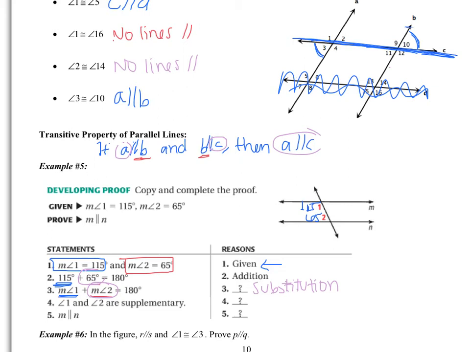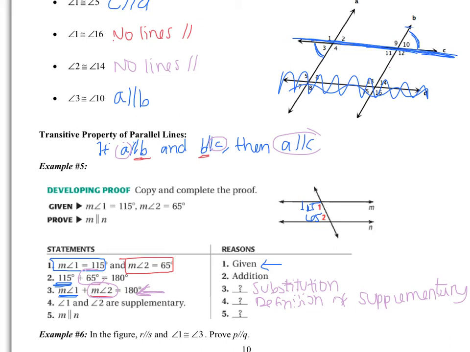Okay, so next statement. Angles 1 and 2 are supplementary. What does it mean to be supplementary? It means that they add to be 180. Well, I just said that the angles added to be 180. If they add to be 180, they have to be supplementary. So the reason for this is called the definition of supplementary. I know we haven't seen that reason before, but it's just a definition.